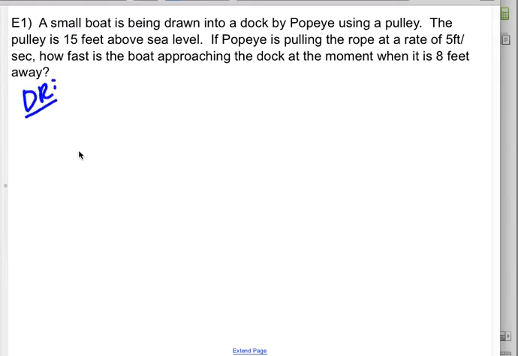Sorry, I stayed up too late last night doing math. Okay, so there's a pulley that is, oh, that's terrible. It's not vertical at all, but whatever.